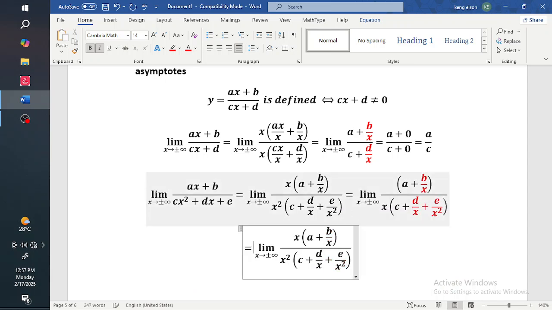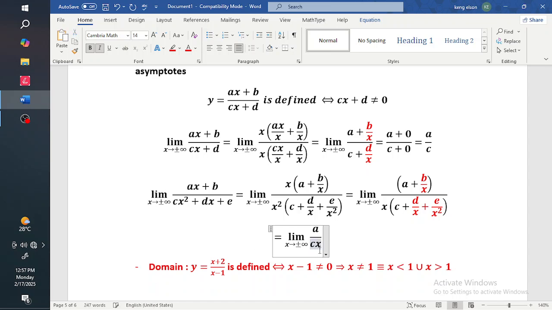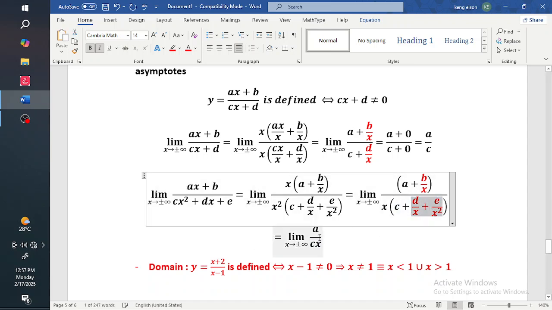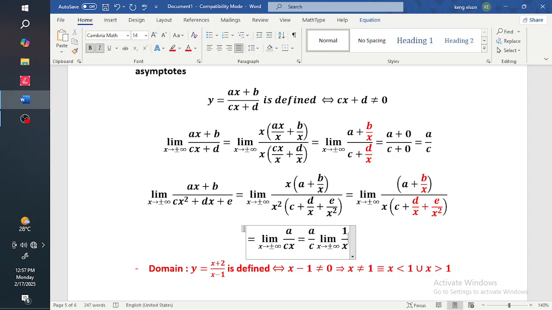So it gives us the limit. Now our numerator basically goes to a because b over x goes to 0. Our denominator basically goes to c times x, okay, because everything here goes to 0. So at the end of the day, since a and c are constants, you can pull them out of the limit. So we have a over c. Now when you have a over c, we are going to be computing the limit as x goes to plus or minus infinity of 1 over x, which gives us 0. So we are going to have a over c times 0, okay, which is going to give us 0.